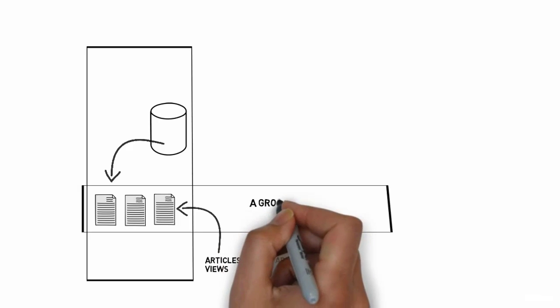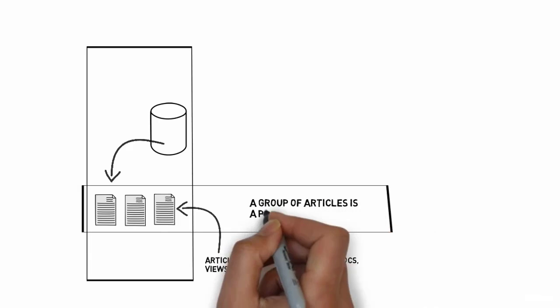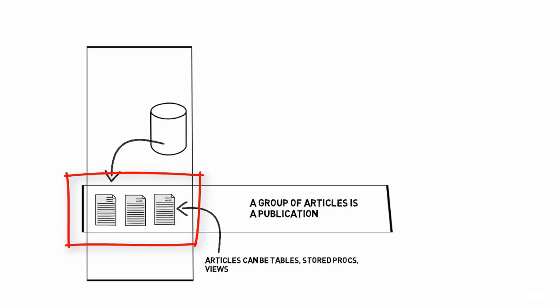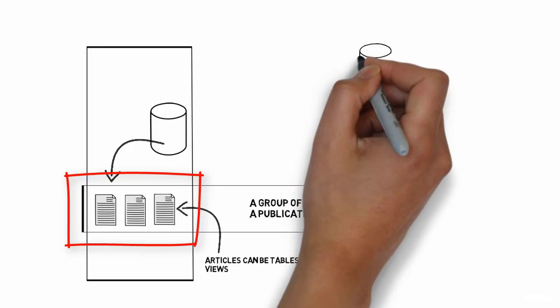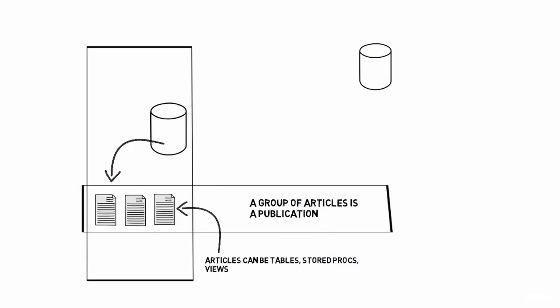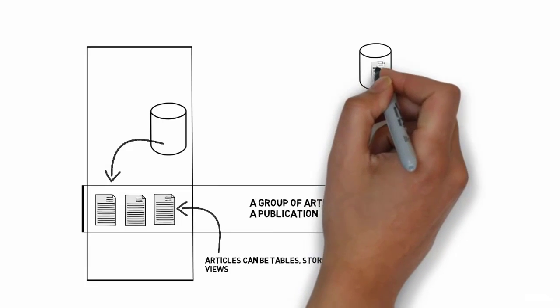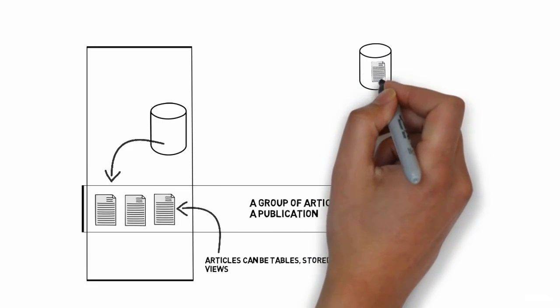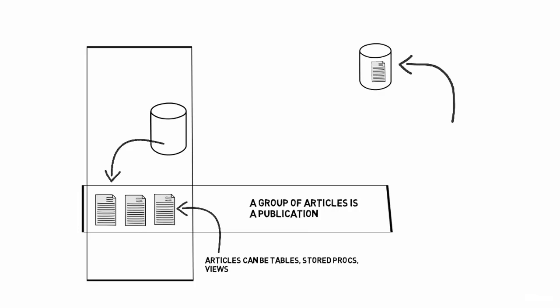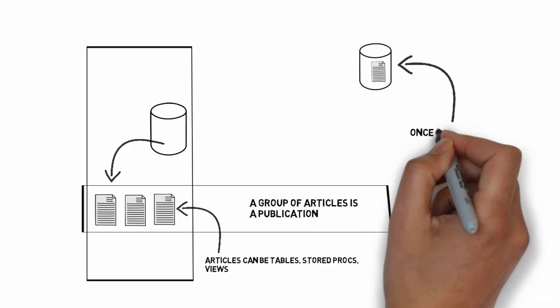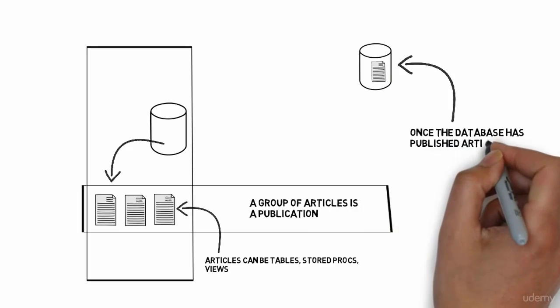All the objects that are to be replicated are called articles. An article corresponds to a SQL Server object. The objects can be tables, views, or stored procedures. Most of the time, they're just tables. An article's property determines whether the article can be an entire object or a filtered subset of its parts.